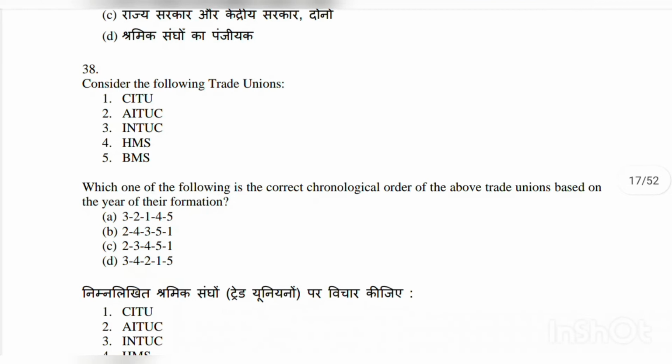Consider the following trade unions. Which of the following is the correct chronological order of the above trade unions based on the year of their formation? That is C. 2, 3, 4, 5, 1. That is AITUC, INTUC, UTUC, HMS, BMS and CITU.